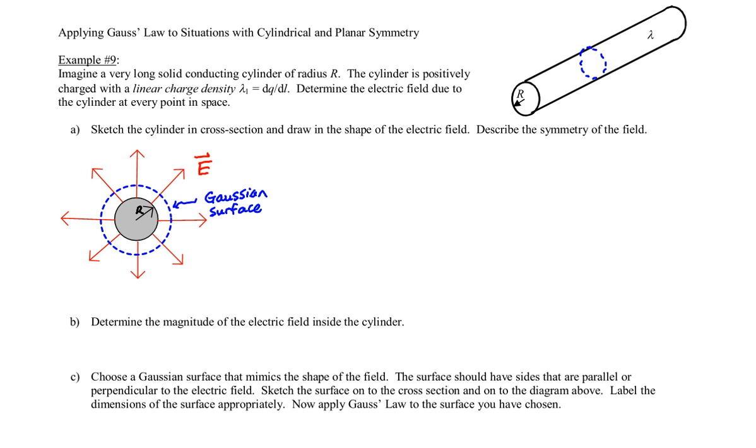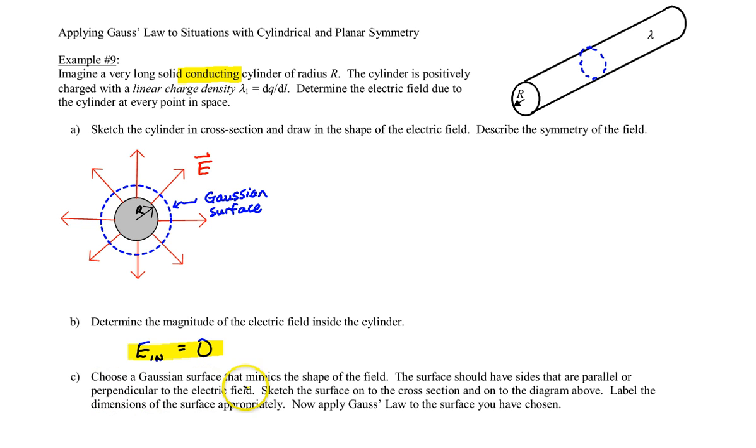In a minute, we're going to look at this Gaussian surface, but let's pay attention to question B, which is asking for the electric field that is inside this cylinder. And I hope that you will realize that the electric field inside that cylinder will be 0. The reason we know the electric field is 0 is because we have a conducting cylinder, which means that the charge will all move to the outside of this cylinder.